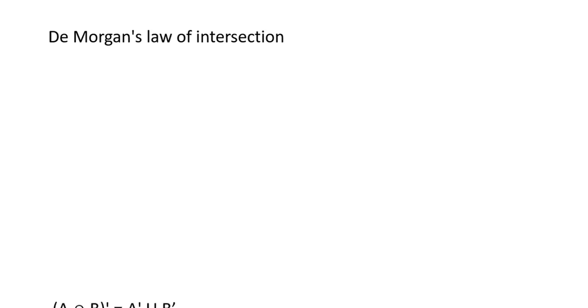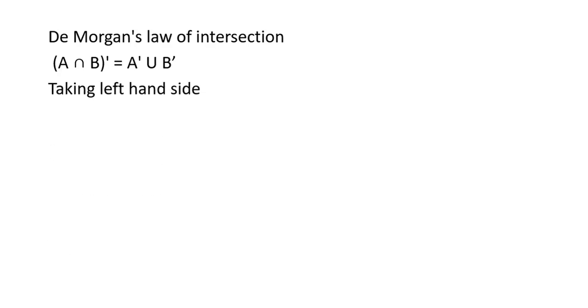Now moving on to the next law, De Morgan's law of intersection. It states that (A intersection B) whole complement is equal to A complement union B complement. Taking the left hand side first, we are finding the value of (A intersection B) whole complement. I've calculated these things earlier, so I am just showing you the answer. First we take A intersection B, then we subtract the answer from the universal set. This is the final answer that we get.